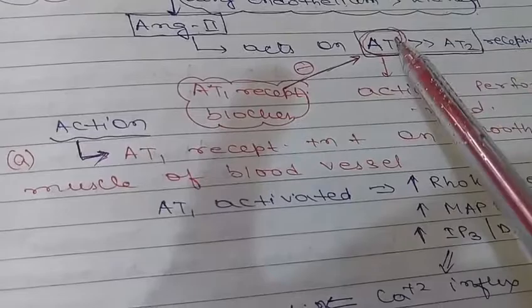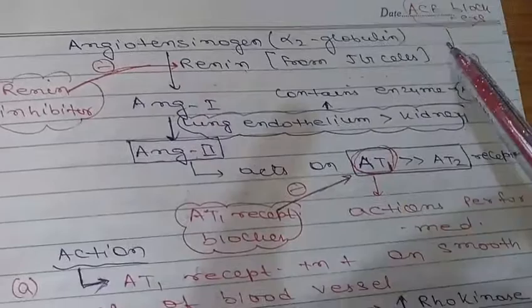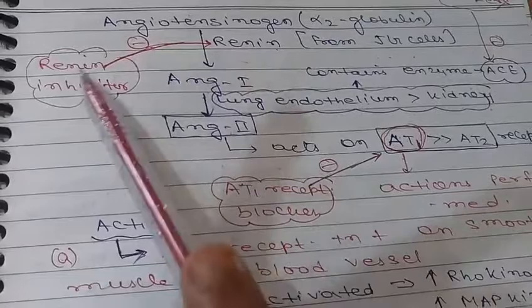So dominance of AT1 receptor action will be seen. Clear? And action performed. So now we can block ACE enzyme. Okay, so the drugs will be ACE blockers. We can also inhibit renin, so renin inhibitors. We can also inhibit AT1 receptors, so they are AT1 receptor blockers.